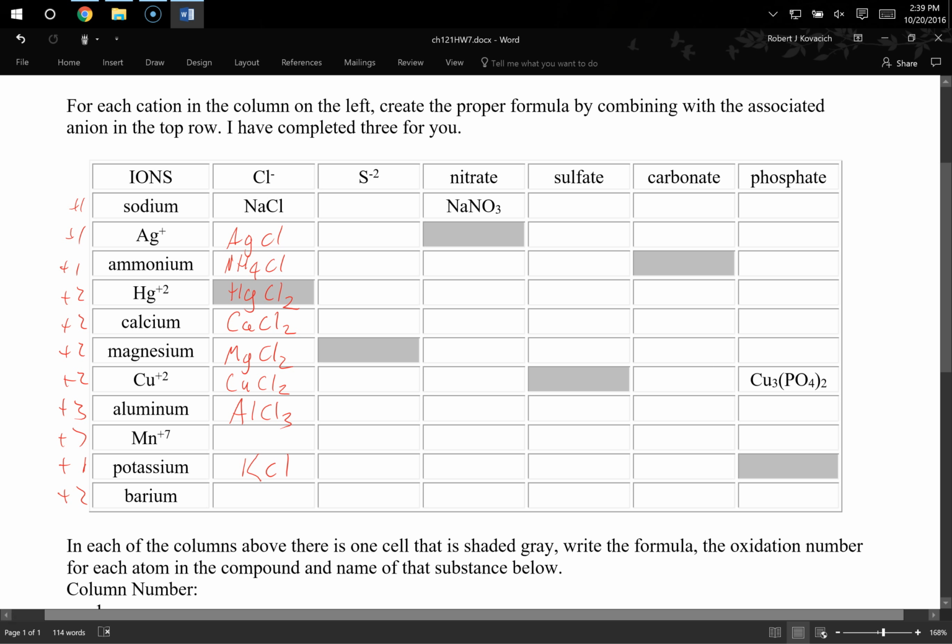Okay, next one. MnCl7. So this one's manganese 7 chloride. And then we've got the potassium chloride here, and then the barium chloride. What's that one look like? BaCl2. It looks like that because the barium and the calcium and the magnesium, they're all in the same group, so they better have the exact same ratio.